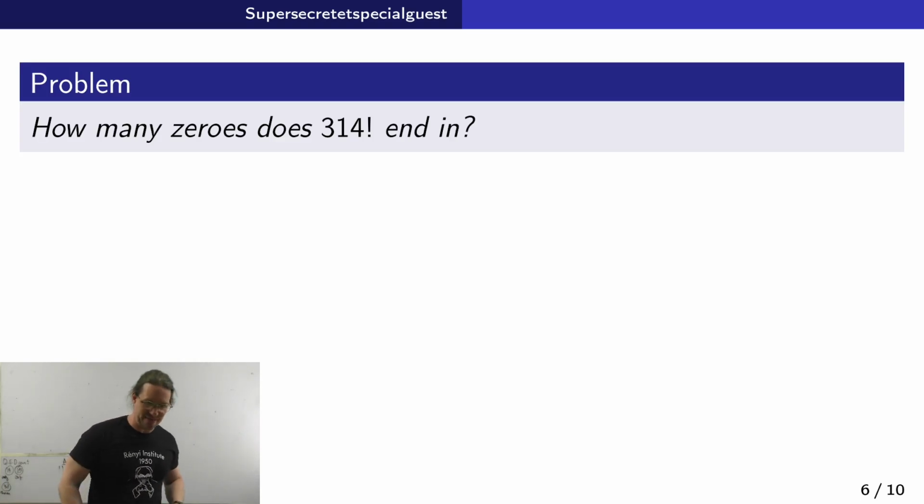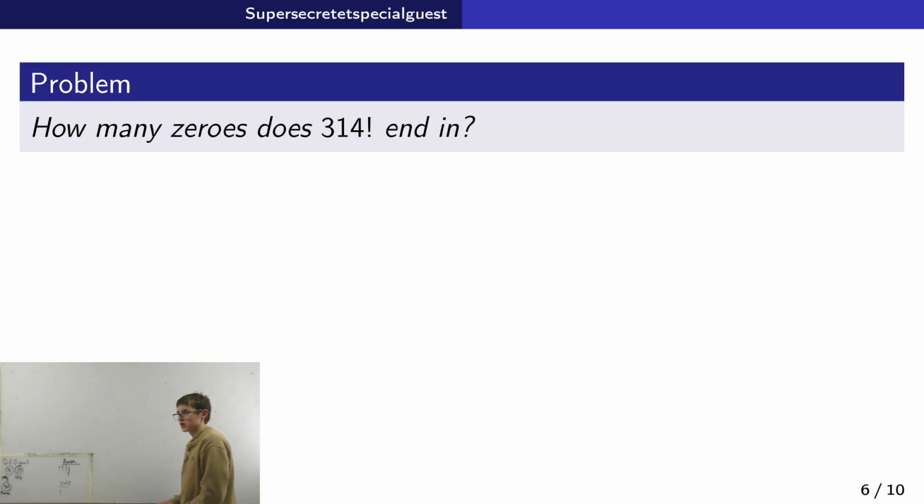Okay, Evan's going to talk to us. Evan is our actual state champion. Yeah. Which one do I do first? 314 factorial. How many zeros?